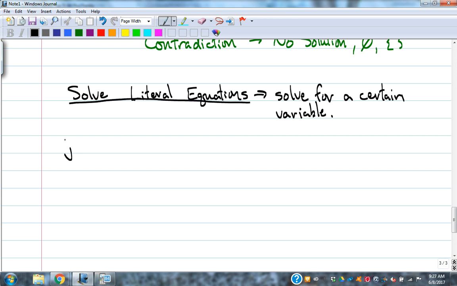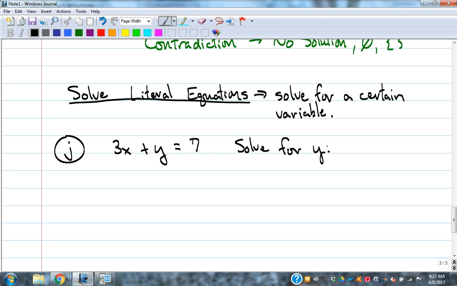So this is what I'm talking about. We're going to have an equation. Maybe it's something like this. 3x plus y equals 7. And we want to solve for y. Okay. So we've got two different variables here. We want to get one of them by itself. So it's the same skills. We're just not going to get an answer that says y equals 4 or some sort of number. We're going to get an equation as an answer. That's what the literal equation part means.